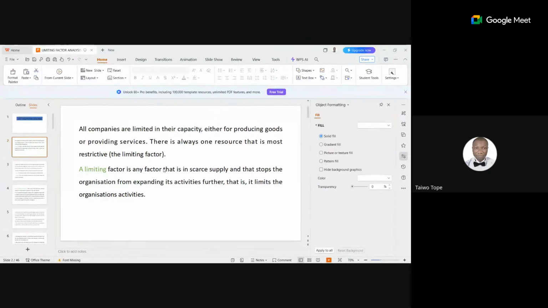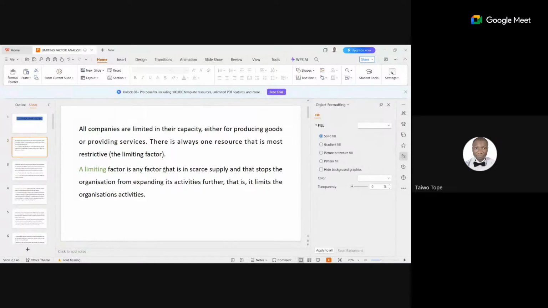The resource to meet up with certain demands of the exams is not always there in terms of finance. To some persons, they have the time, but there is no finance. To some persons, they have the finance, but there is no time. So what is that restrictive thing on your part that is limiting the attainment of certain set targets? So that is limiting factor.